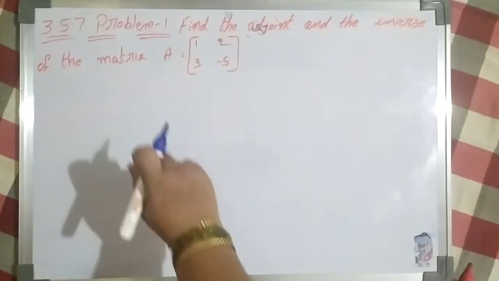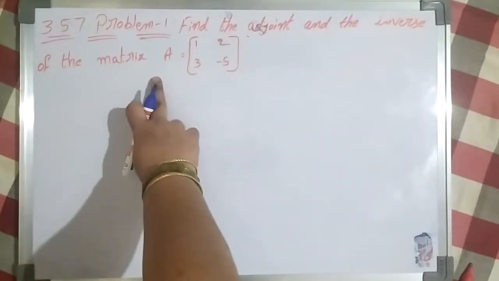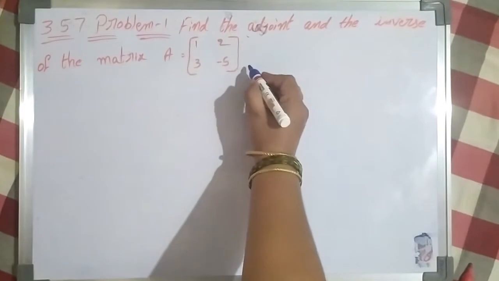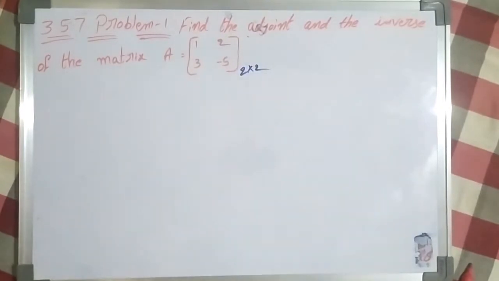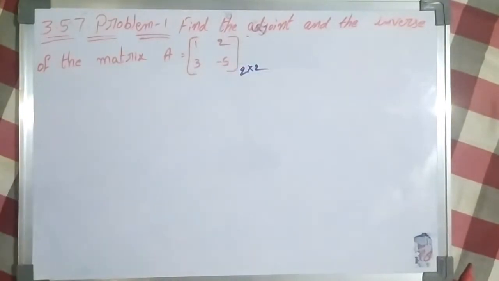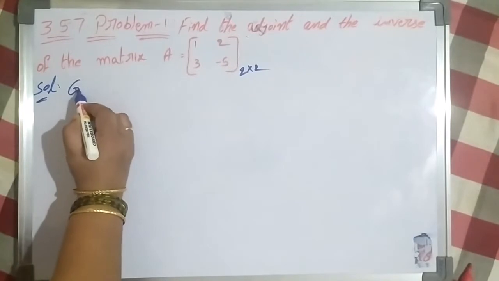In that, the first problem is: find the adjoint and the inverse of the matrix A equal to the matrix 1, 2, 3, minus 5. We are given a 2 by 2 matrix here. First we have to find the adjoint and then we have to find the inverse of the matrix A. We go to the solution.